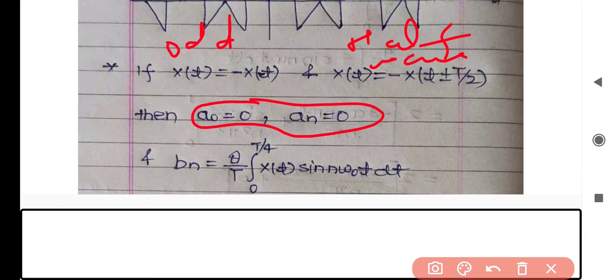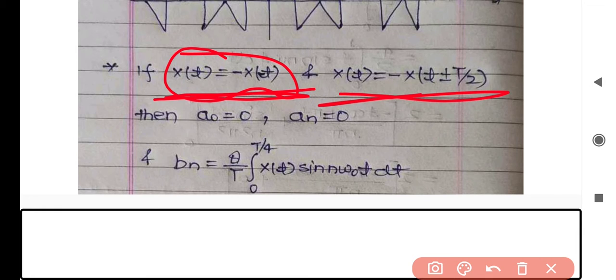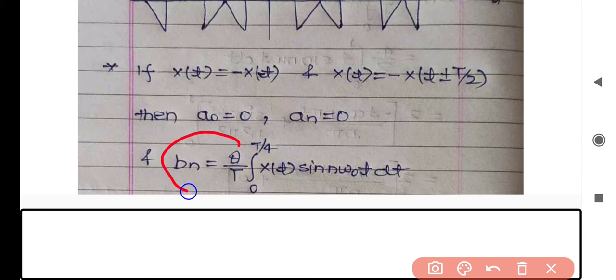As in the case of odd symmetric signal, both the coefficients a naught and an will become 0, and bn will become equal to... So remember this result: if the signal has odd symmetry and half wave symmetry, then a naught and an will become 0, and bn will be equal to 8 upon T, limit from 0 to T by 4, x(t) sin n omega naught t dt.